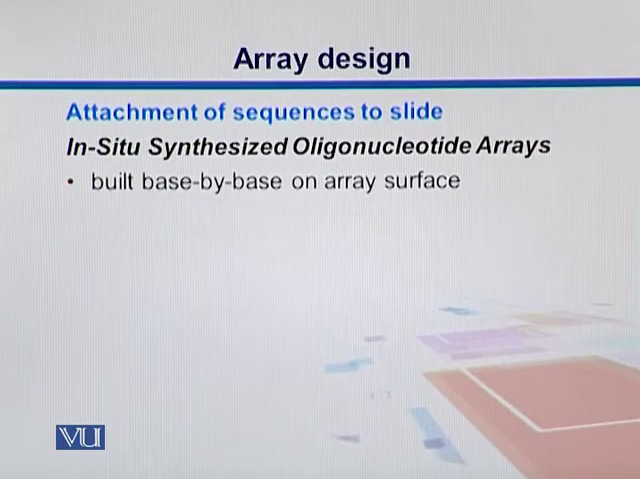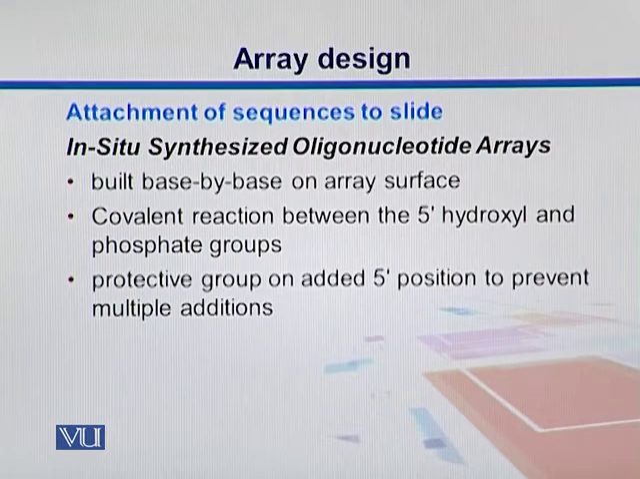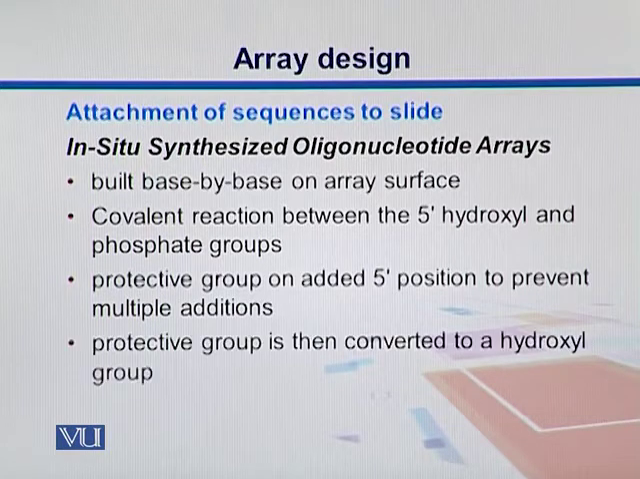In another scenario, we use in situ synthesized oligonucleotide arrays, for example Affymetrix. Here the nucleotides are added one by one as far as those probes are concerned, so we have base by base addition on the array surface. There is a covalent reaction between the 5' hydroxyl and phosphate groups, and we add protective groups on the 5' position to prevent multiple addition. So you add one nucleotide at a time in order to prepare that probe in a smooth fashion.